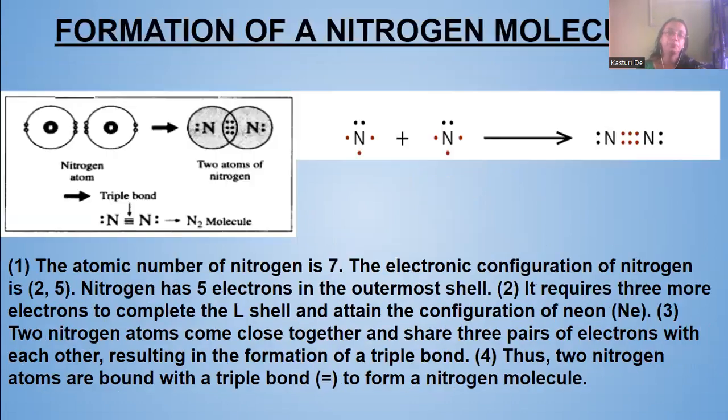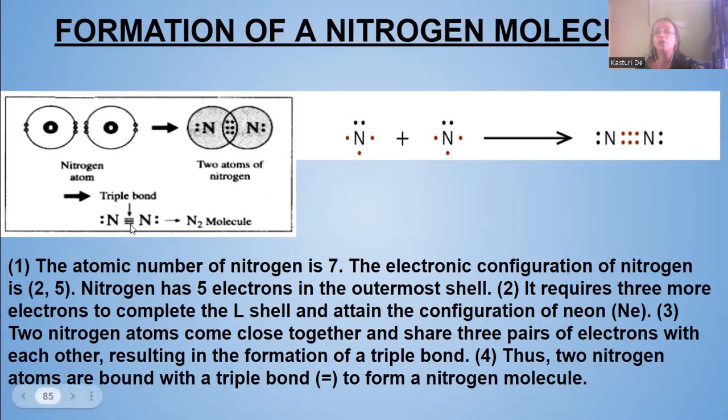Clear? Next, move on to the nitrogen molecule. What happens in the nitrogen molecule? Nitrogen has how many electrons on its outermost shell? It has 5 electrons on its outermost shell. Two atoms of nitrogen form a triple bond. So what happens? 3 electrons are shared.